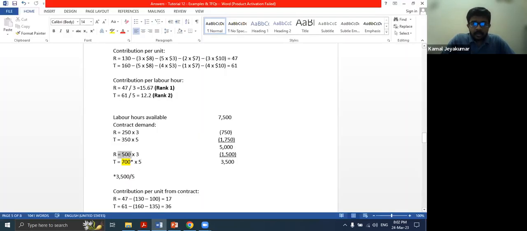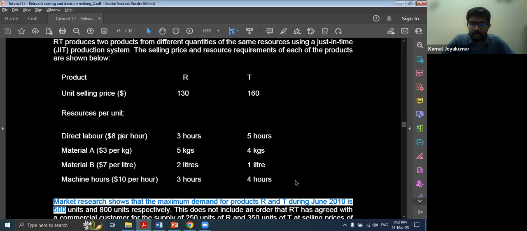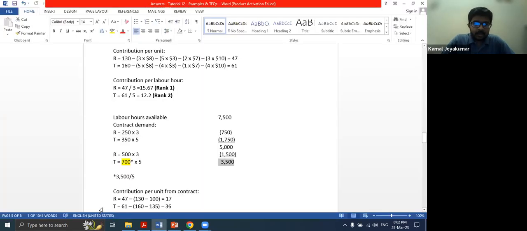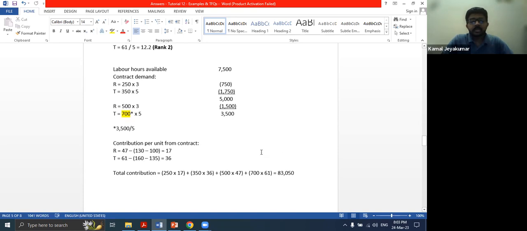You produce 500 units, you need 1500 hours. Remaining hours is 3500. Maximum demand of product T is 800. But to produce 800, you need 4000 hours. You have only 3500. So in 3500, how many units of T can you produce? 3500 divided by 5, 700 units. Right? Now you have to calculate the total contribution, right?